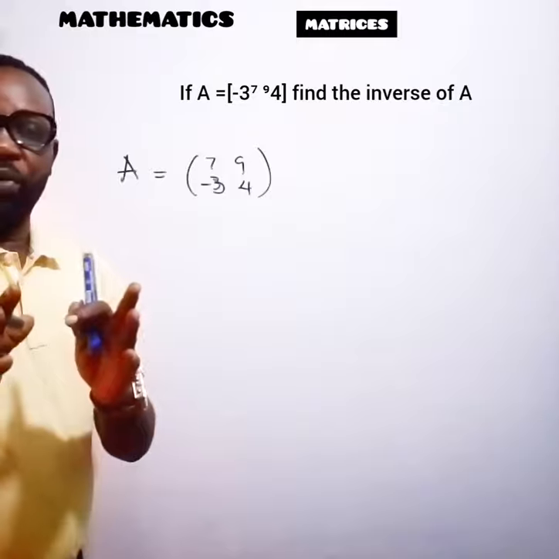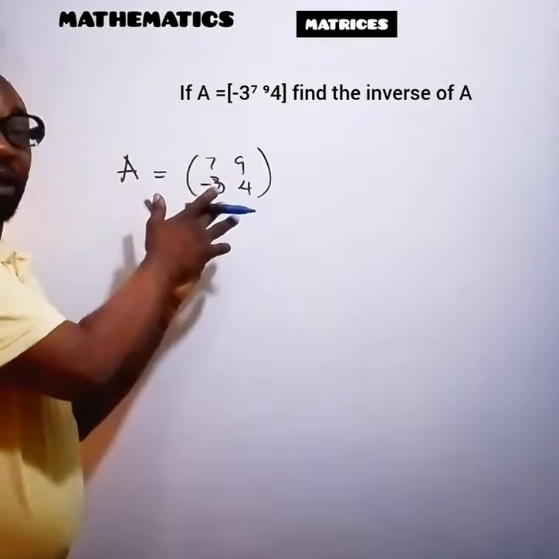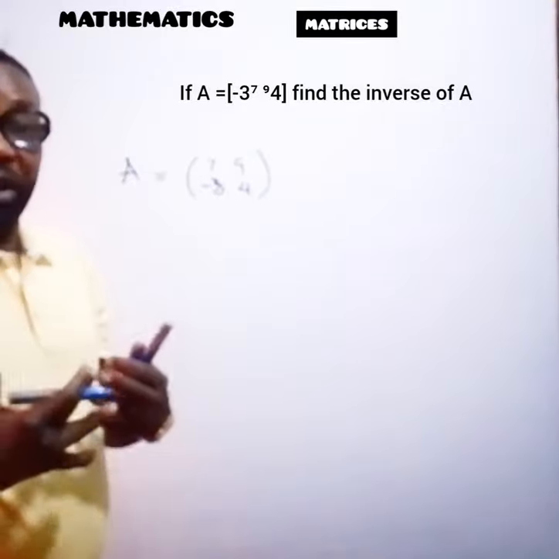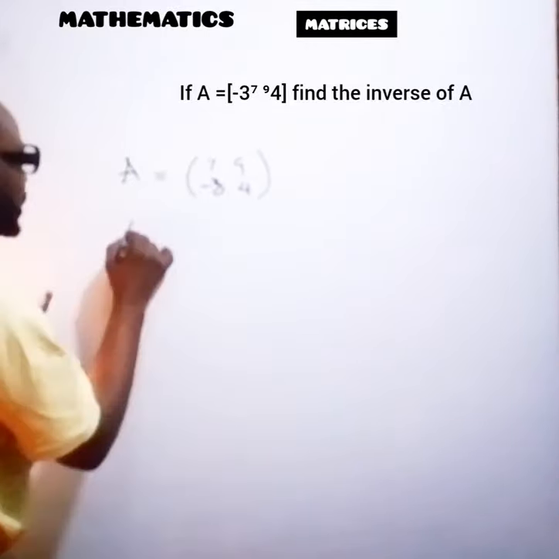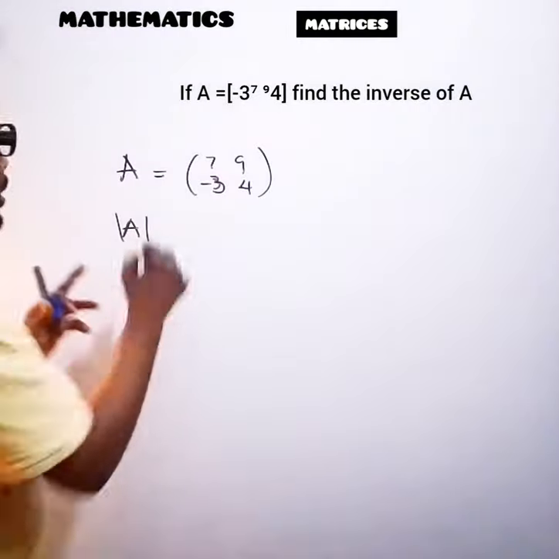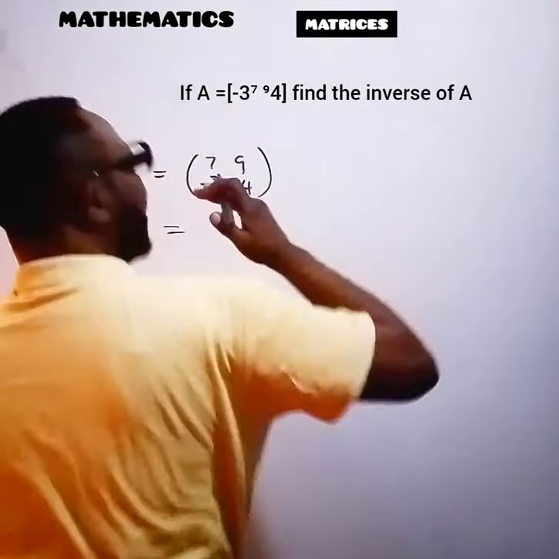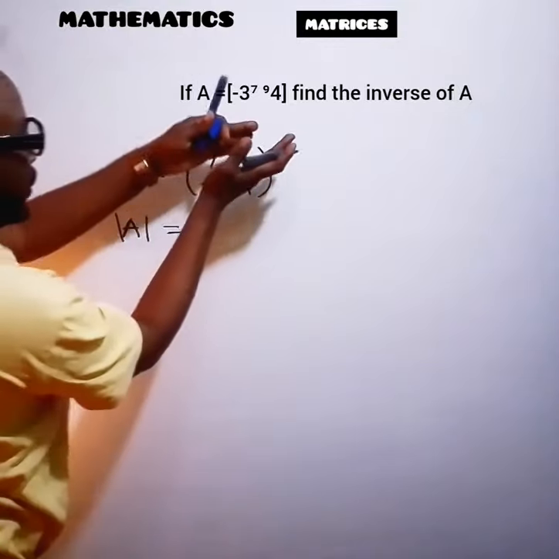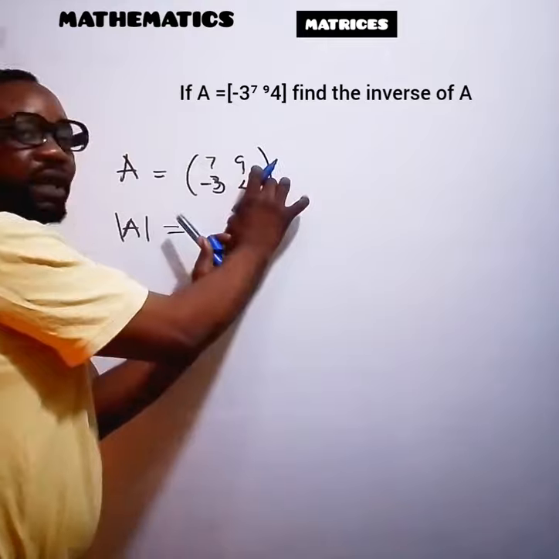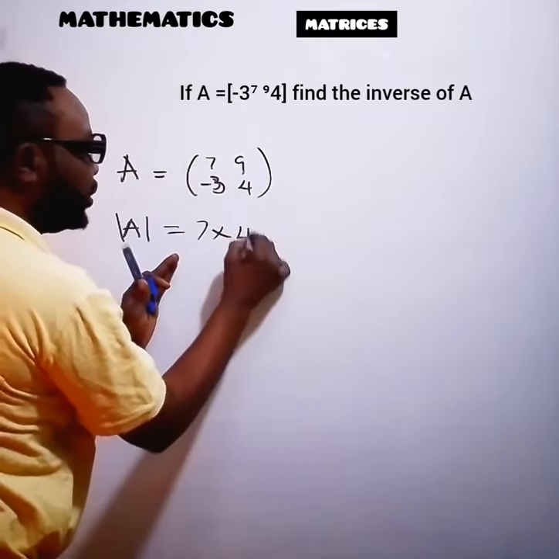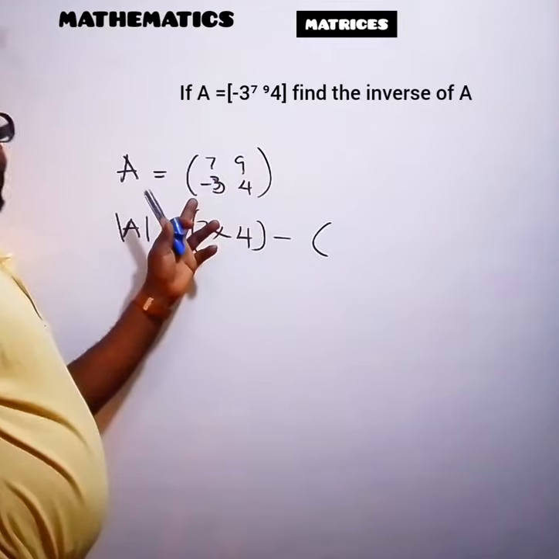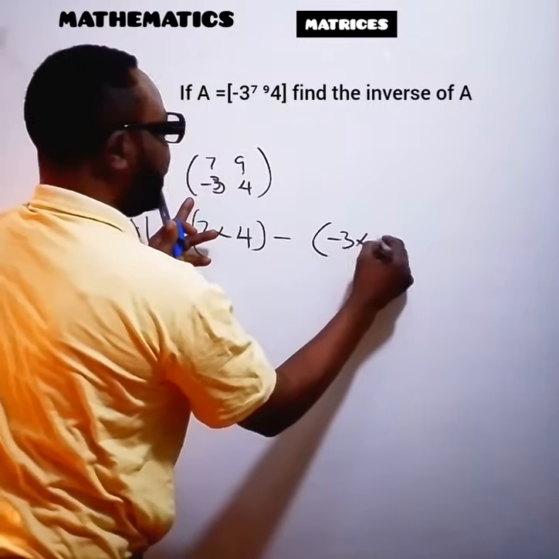Now the first thing you do here is to find the determinant of this matrix. This is a 2 by 2 matrix. It is very easy for us to approach. The determinant of A is equal to this right diagonal, from it you subtract the left diagonal value. You multiply the right diagonal, 7 multiplied by 4, minus, what is the left diagonal? Minus 3 multiplied by 9.